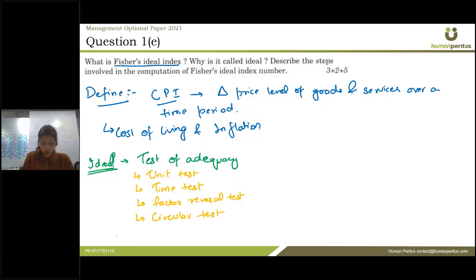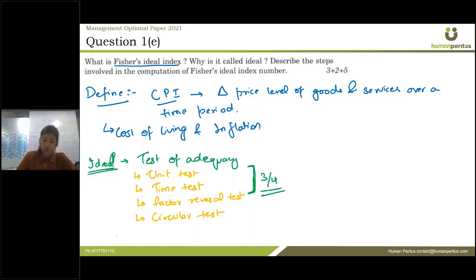And why is Fisher index called ideal? Because out of these 4 tests, Fisher index satisfies 3 tests. Fisher index is the only one which satisfies 3 out of the 4 tests. All the other indexes are able to satisfy only 1 or 2 tests, or you can say qualify only 1 or 2 tests. Only Fisher index can qualify the most number of tests. So it is known as the ideal index.